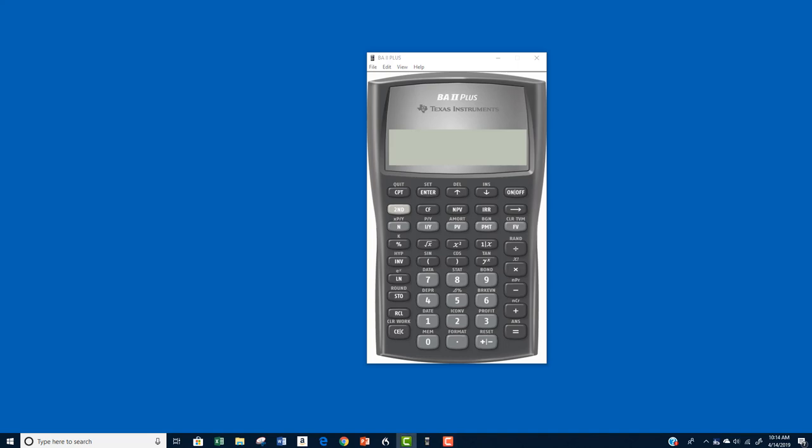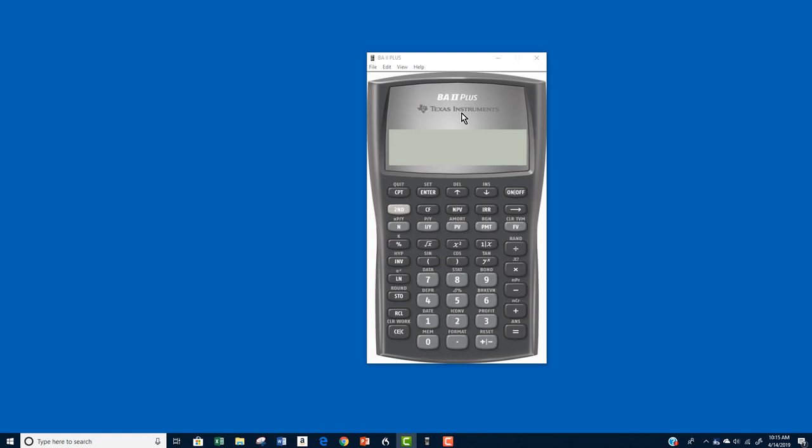Hello all, let's talk about the Texas Instruments Business Analyst 2 setup. The TI Business Analyst 2 calculator is the calculator of choice for accounting and finance programs at most universities. Let's work on the basic setup so that your calculator performs the way you expect it should.